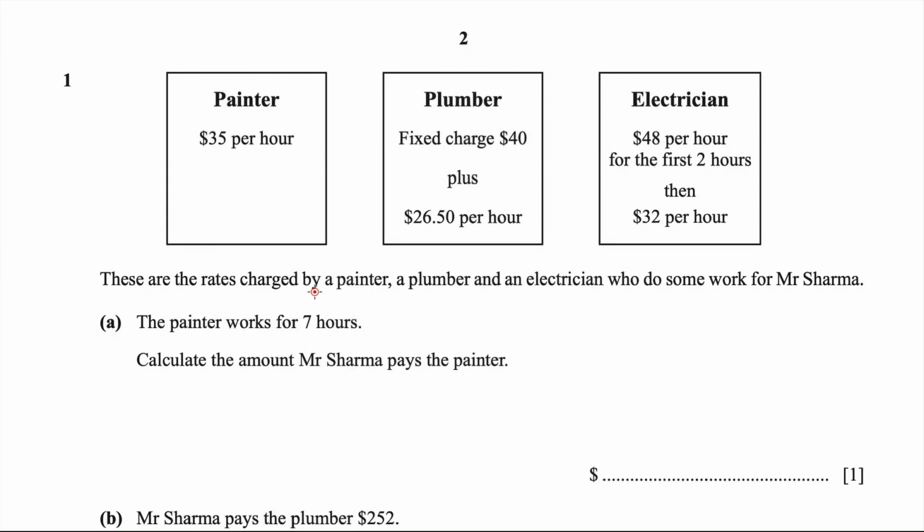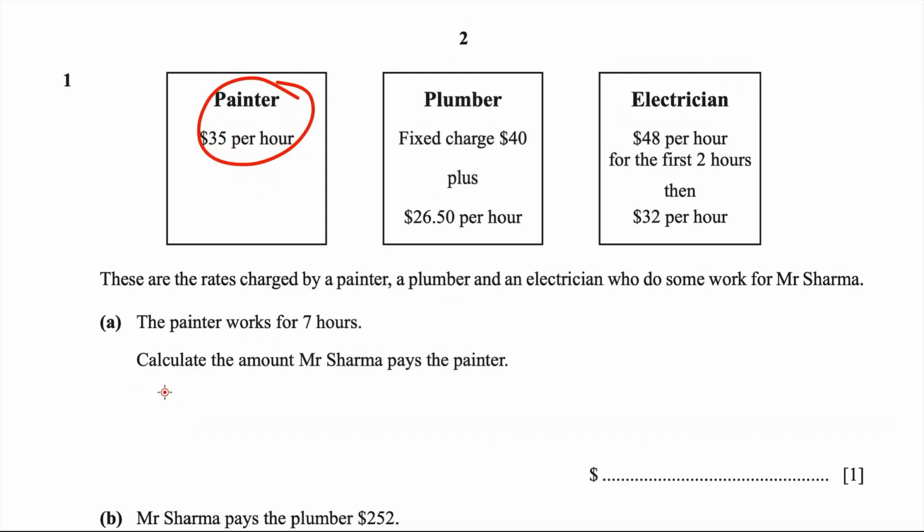We are dealing with question number 1. These are the rates charged by a painter, a plumber and an electrician who do some work for Mr. Sharma. The painter works for 7 hours, so calculate the amount Mr. Sharma pays the painter.